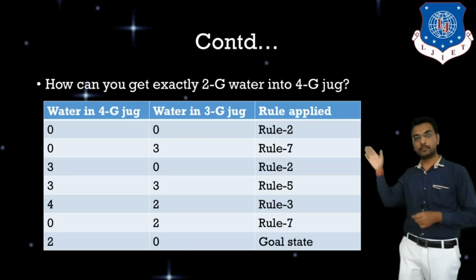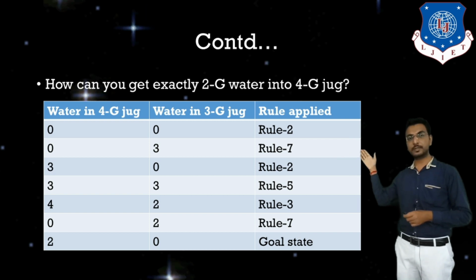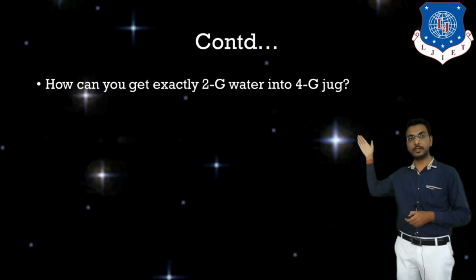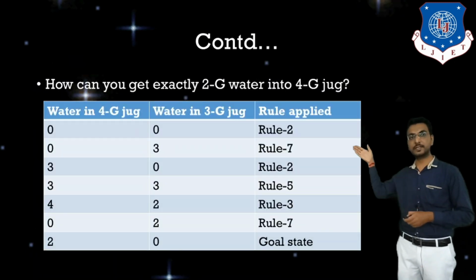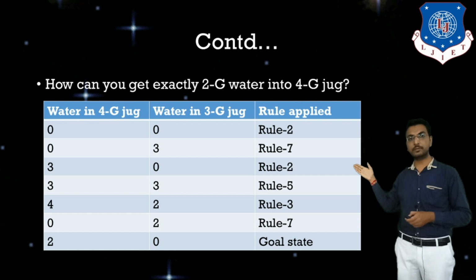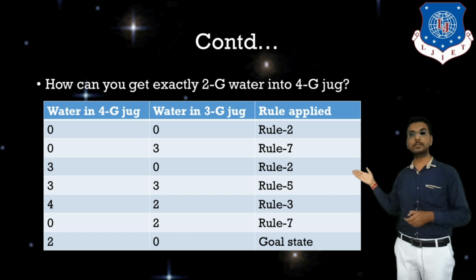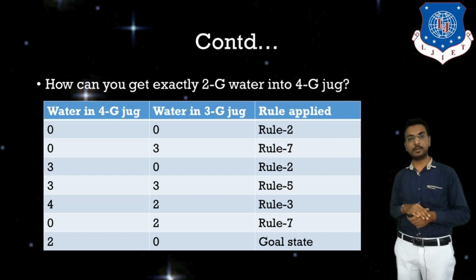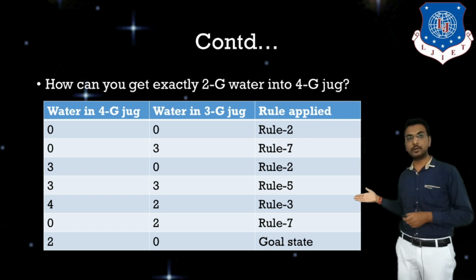See, water in the 4-gallon jug, first of all we are having 0 comma 0. If we apply rule number 2, which is fill the 3-gallon jug fully, the next state will be 0 comma 3. If we apply rule number 7, that is to transfer from one jug to another, Y to X, we get 3 comma 0. Next, again rule number 2, fill the 3-gallon jug fully, so the next state will be 3 comma 3. Next, rule number 6, we transfer from the Y jug to the X jug until it is full. So 2 gallon water remains in the Y jug and 4 gallon water is in the X jug.